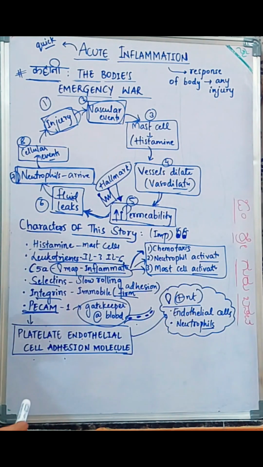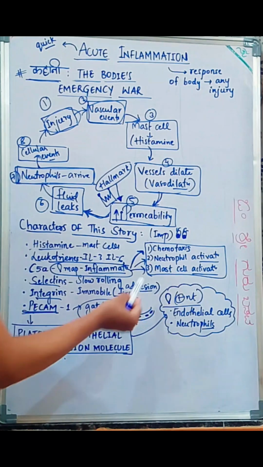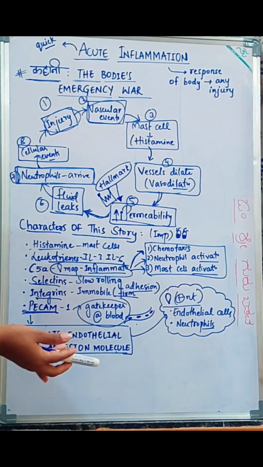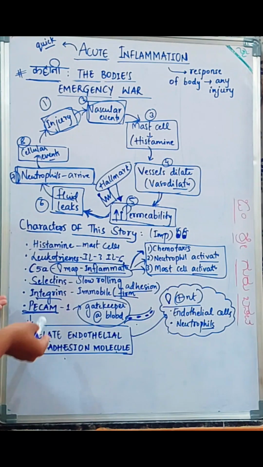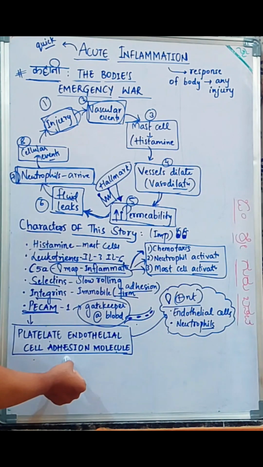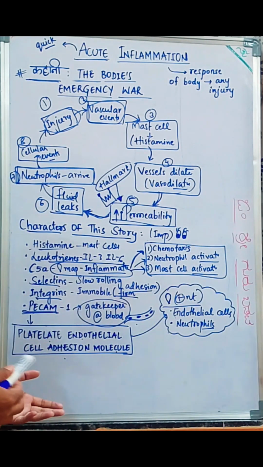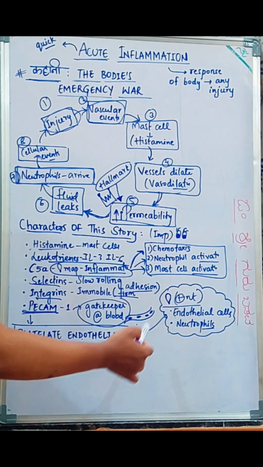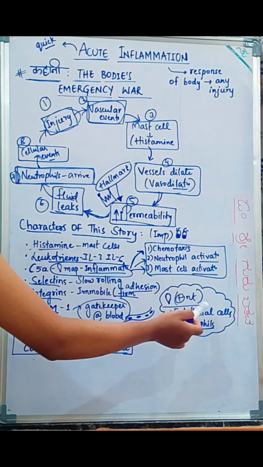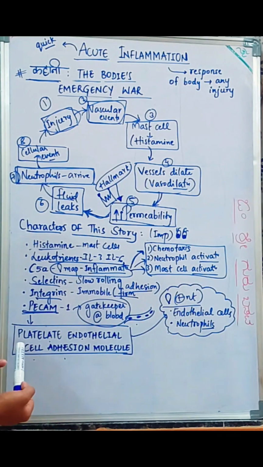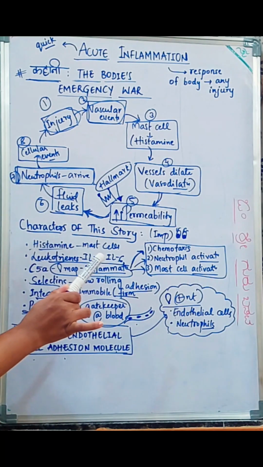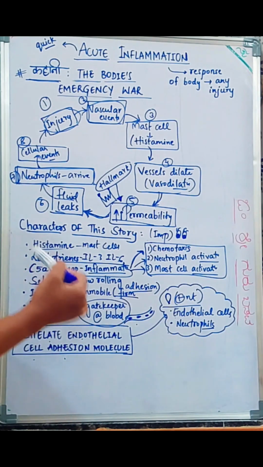Next one is selectins. Selectins help in the slow rolling of the neutrophils in the cellular events. Then integrins. The integrins help in the firm adhesion of the neutrophil to the endothelial walls. And next is PECAM-1, the platelet endothelial cell adhesion molecule. It's the gatekeeper at the blood vessels. It is present on the endothelial cells as well as the neutrophils. So this is the simple story about acute inflammation, and now we will dig into it.